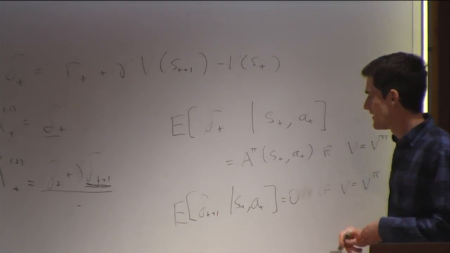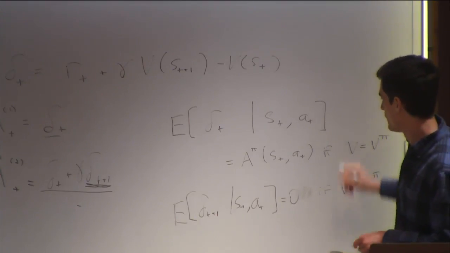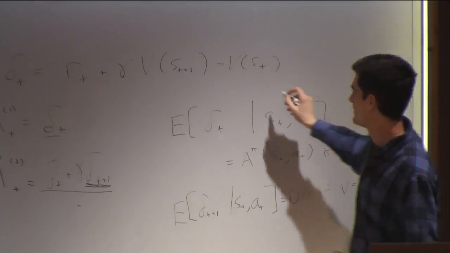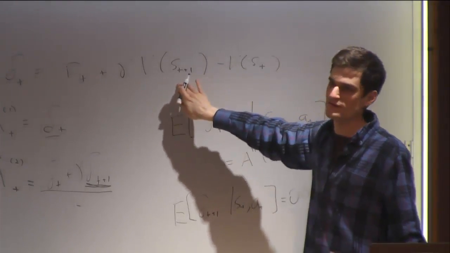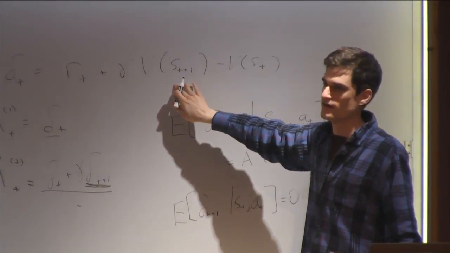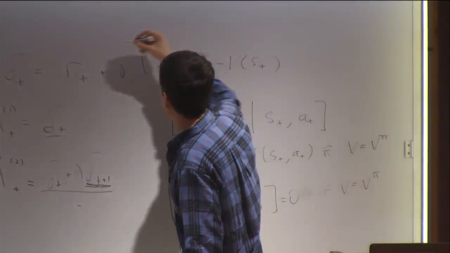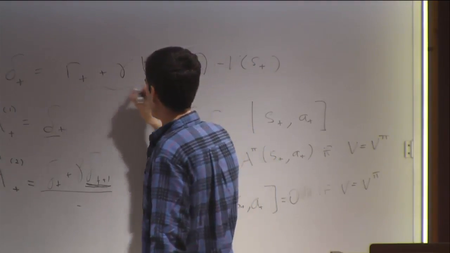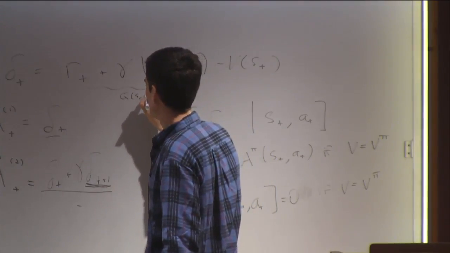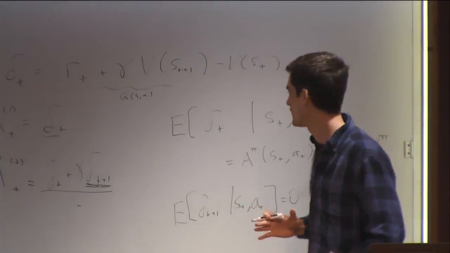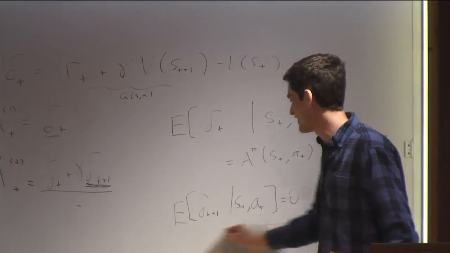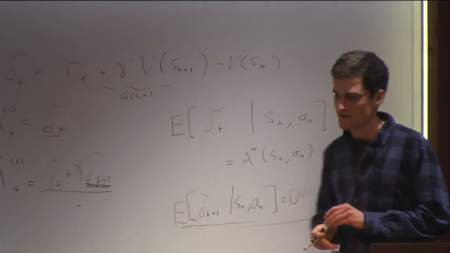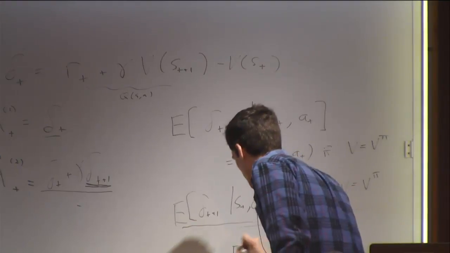And the reason for this is, well, for the first statement, this is kind of what we already showed. This is just saying that the expectation of this term with respect to s sub t plus 1 is the advantage function. That just follows from the fact that the expectation of this thing is the q function, and we're taking q function minus value function.